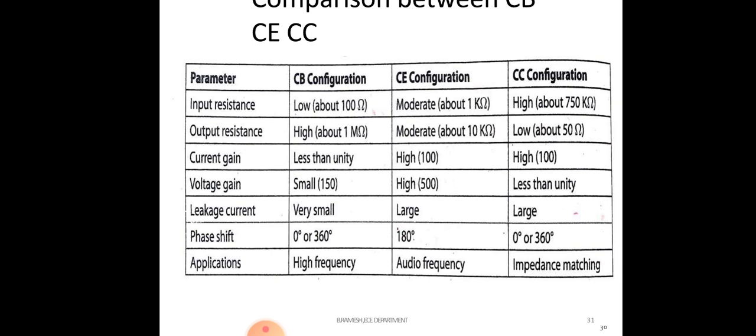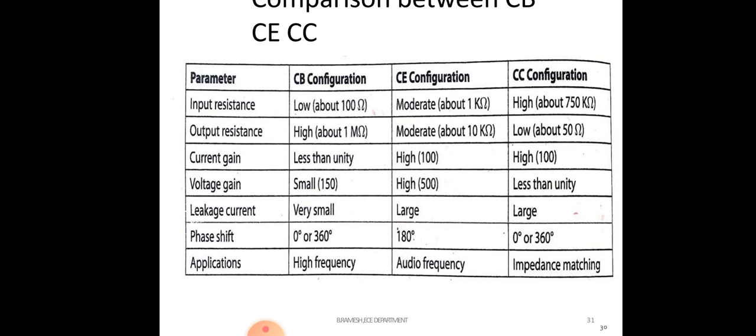The collector resistance is very high. The collector-base resistance is 750 kilo ohms. The output resistance is high because the junction is reverse biased, about 2 mega ohms. In the common emitter configuration, the output resistance is moderate, about 10 kilo ohms. In the common collector configuration it is very low, because the current is very high, the output current is the IE current, so the resistance is very low.